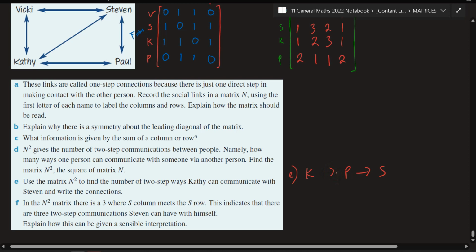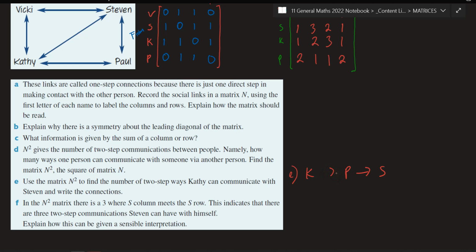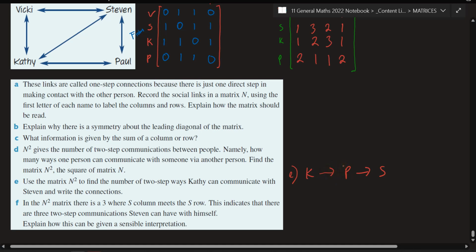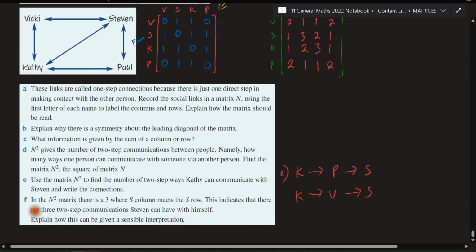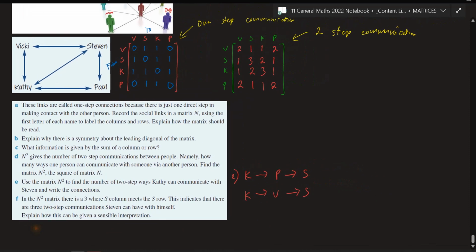Okay, what about the other one? Where's the other connection? So there's two of them. We've named one. Where's the other? Good. Kathy, Vicky to Stephen. Okay. All right. That's pretty straightforward. And then you could literally answer that way for any other questions that has this. I've seen this in the SAC before, so make sure you write the answer in this manner.